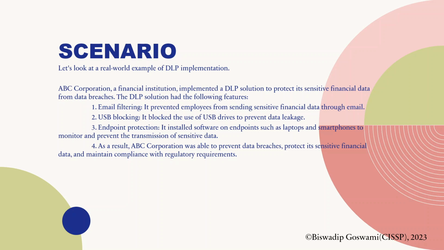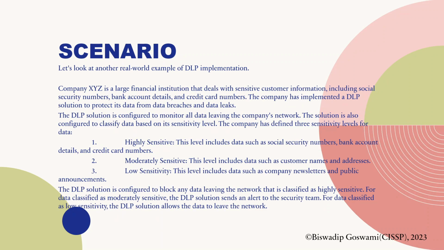Let's take a look at another real world example of DLP implementation. Company XYZ is a large financial institution that deals with sensitive customer information, including social security numbers, bank account details, and credit card numbers. The company has implemented a DLP solution to protect its data from data breaches and data leaks. The DLP solution is configured to monitor all data leaving the company's network. The solution is also configured to classify data based on its sensitivity level.